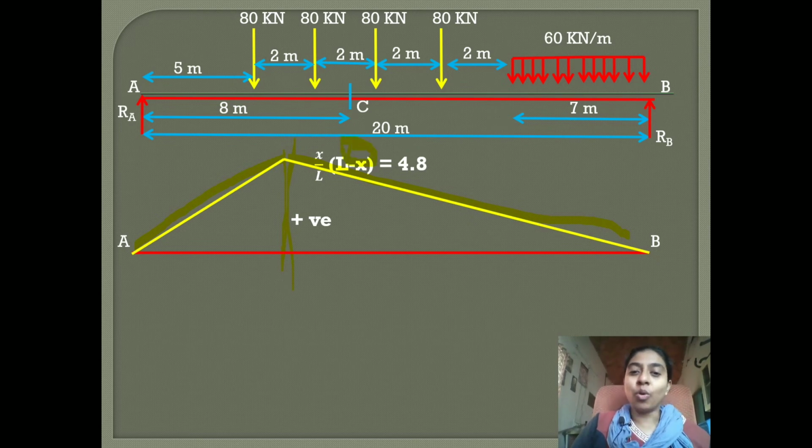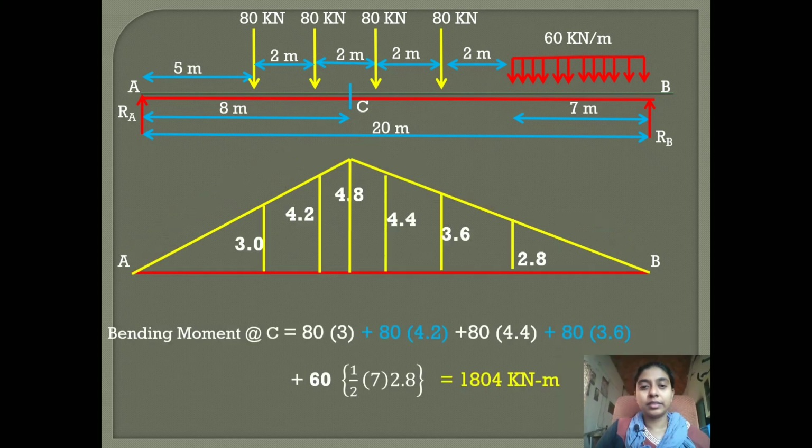The maximum ordinate at a section will be equal to x by L into L minus x. Substitute L equal to 20 meters and x equal to 8 meters. We get x by L into L minus x equal to 4.8. This point should come at C. There is a small mistake in the diagram. This part should come here. Okay, now the diagram is correct.